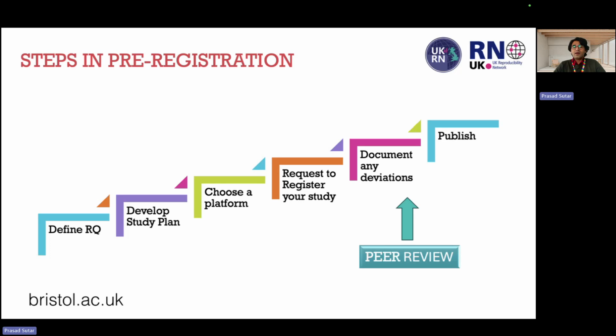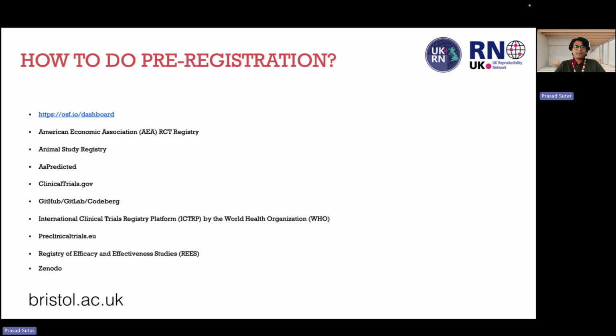You can then request to register your study and document any deviations. So once you have documented any deviations after the request, like I mentioned before, it will go for a peer review, and upon the acceptance from a peer review, it will then be published in that particular open research platform. It won't be published in a journal, it will be published on that open research platform, and I will show you the examples of them also.